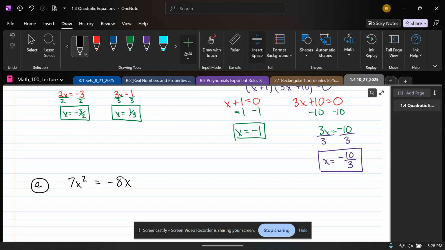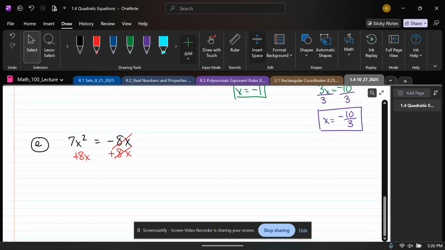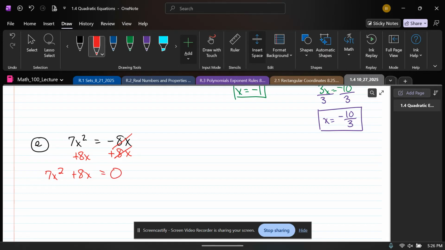So I'm going to either move the 7x squared or the 8x. It doesn't matter which one. What I suggest is that you try to make sure that your squared variable is positive. And since the 7x squared is already positive, I'm just going to leave it where it's at, and I'm going to move the 8x. So how do I move that 8x? I'm going to add 8x. And those are not like terms. So that's going to end up being 7x squared plus 8x is equal to 0.